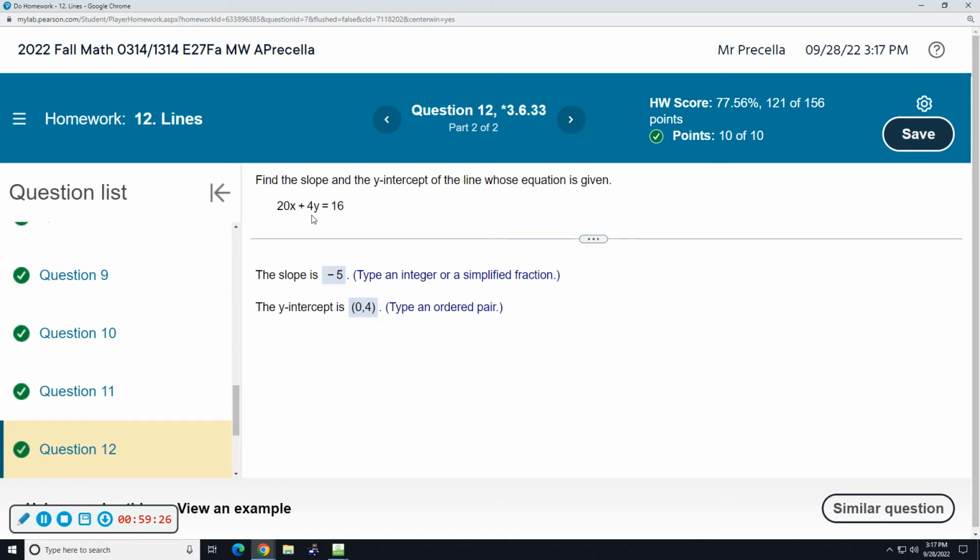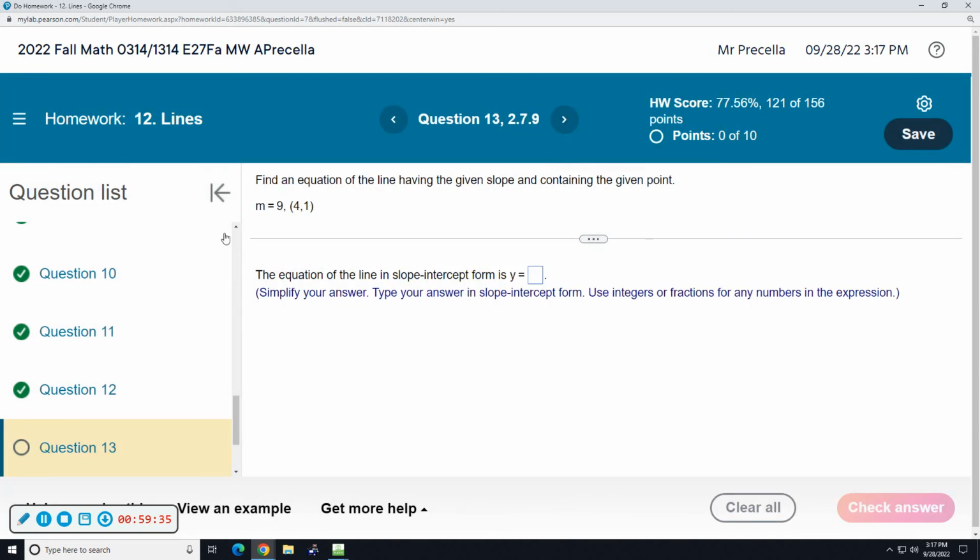Here we were given an equation, and we find a slope and a point. Now, we're going to be given the slope and a point, and you have to find the equation. Look at that point, 4, 1. Is that the y-intercept? No. Y-intercepts have to be in the form 0, comma. This is just an ordered pair. It says, find an equation of a line having the given slope of 9 and containing the given point. I would have said passing through the given point, but same thing. So the slope is 9.